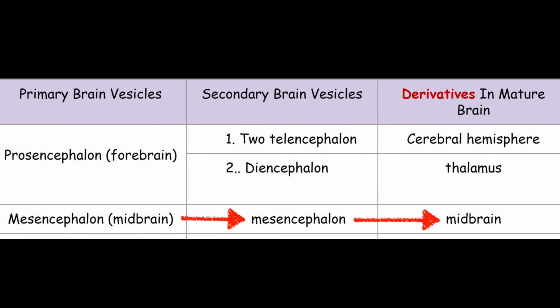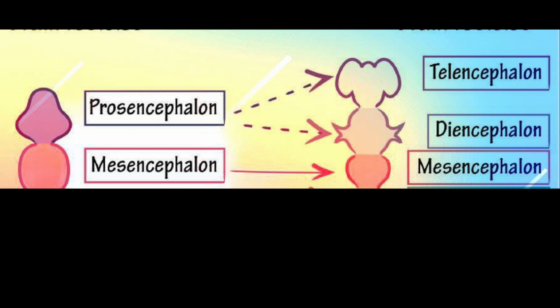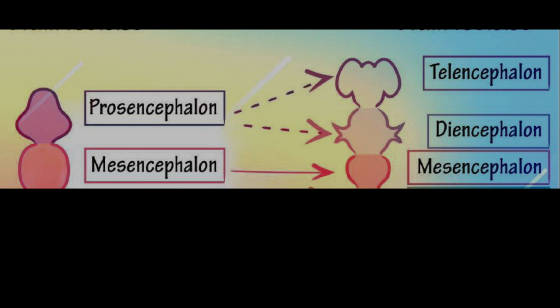Now, under the mesencephalon, what do we have formed? Under the mesencephalon, we have what is called the midbrain. Still the mesencephalon. It didn't change, because it's the middle, all right?